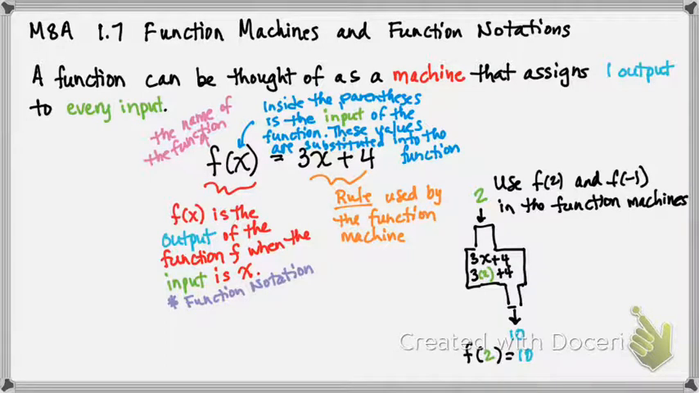Alright, so let's do another one. Kind of lower this down. Kind of a funky, skinny one I did, huh? So this time I'm going to input -1. The rule stays the same, 3x plus 4. The only thing that changes is what I put in for the x. In this case, it's -1.